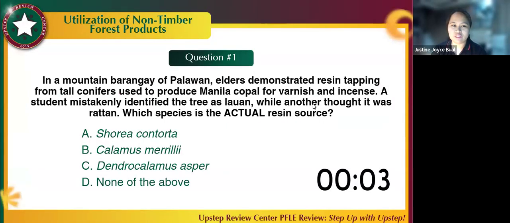The first question, allow me to read it. In the mountain barangay of Palawan, elders demonstrate resin tapping from a tall conifer used to produce resin for varnish and incense. A student mistakenly identified the tree as lawan, while another thought it was rattan. Which species is the actual resin source? Time is up.